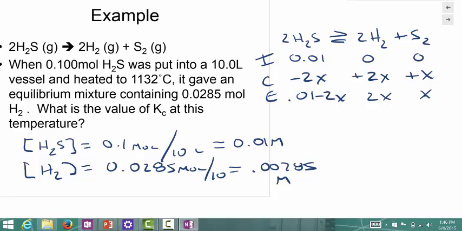So what I've done at this point is, the first thing I needed to do was get into molarity units. I determined the concentration of the hydrogen sulfide by taking the 0.1 mole, dividing it by 10 liters, and I got 0.01 molar. That is the initial concentration of the hydrogen sulfide. For the hydrogen gas, they told us that we have an equilibrium mixture, so this is an equilibrium concentration of 0.0285 moles of hydrogen gas. I'm going to divide that by 10 liters, and I get 0.00285. Yes, my 2's are starting to look like 7's. There, that's it, 0.00285. Now I set up my ice table.